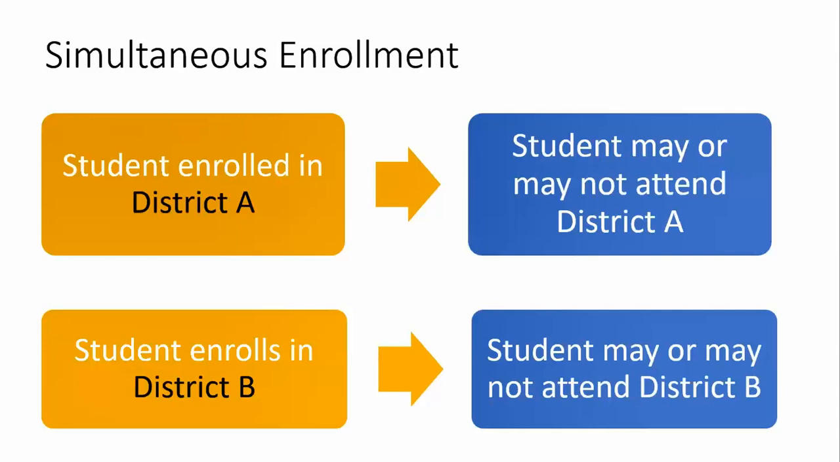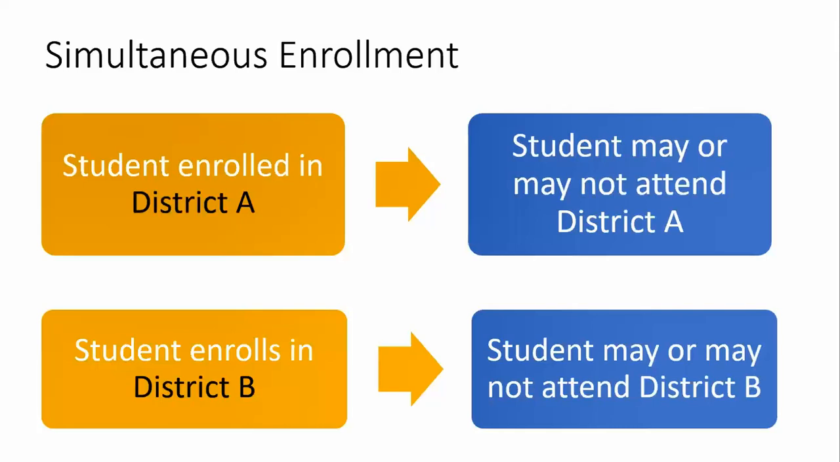The first type of simultaneously enrolled students occurs when a student is reported as enrolled in two districts and neither district has exited the student. This is referred to as concurrent open enrollment. So, given the laws of physics, when we know that one person can't be in two places at one time, it is obvious that there is an error here.